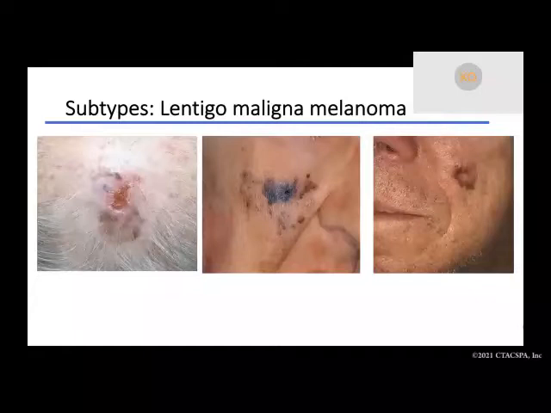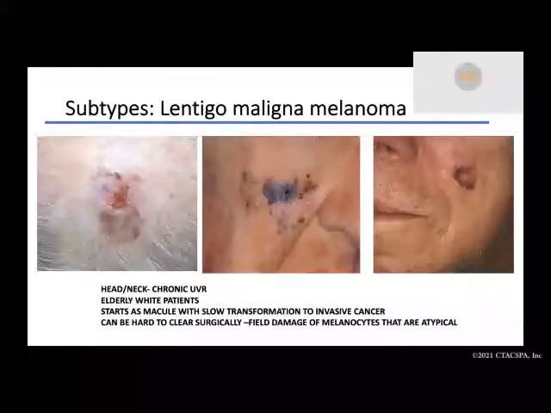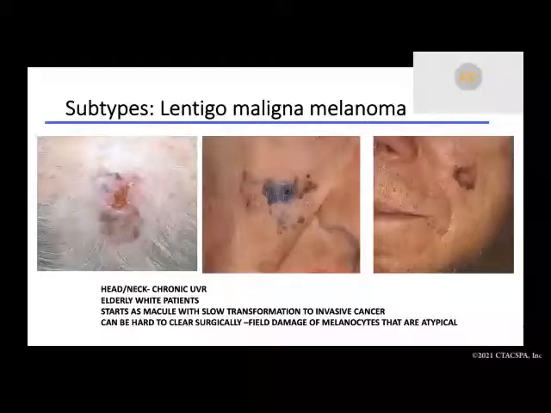Lentigo maligna melanoma, that's again UV damage. Older Caucasian males are going to have that associated with it. Those patients have a lot more of a field defect, very hard to sometimes clear these margins, and mostly you're going to see it on the head and neck. And again, this is completely associated with UV damage.